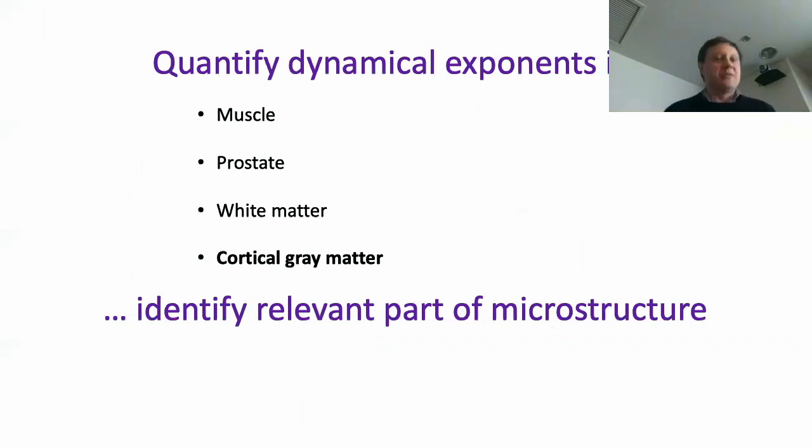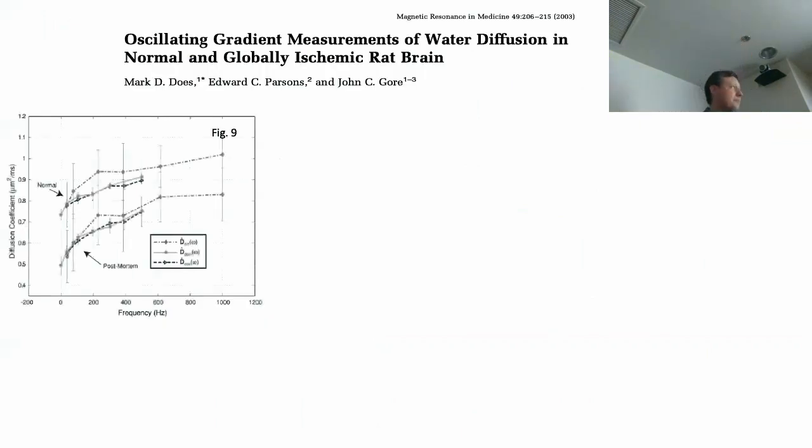And now let me go into cortical gray matter. This is my most favorite example. Again, this is actually not our data. This is a beautiful experiment by Parsons and Gore in 2003. They now went to gray matter. It's rat cortical gray matter, large voxel, where they went up to half a kilohertz or even 1 kilohertz.